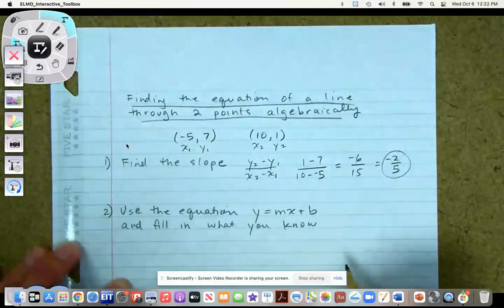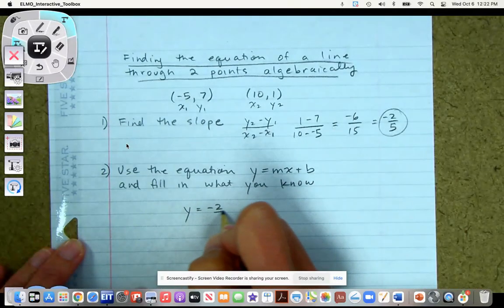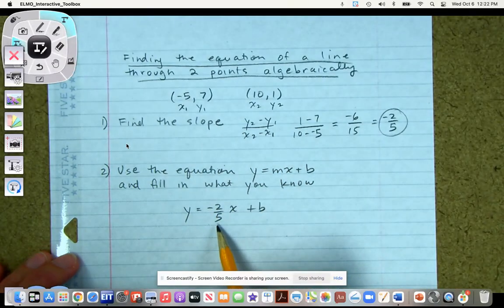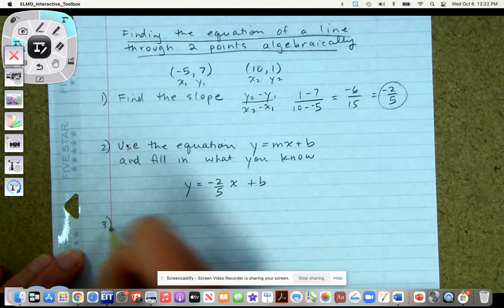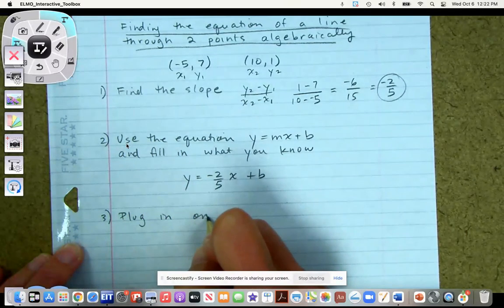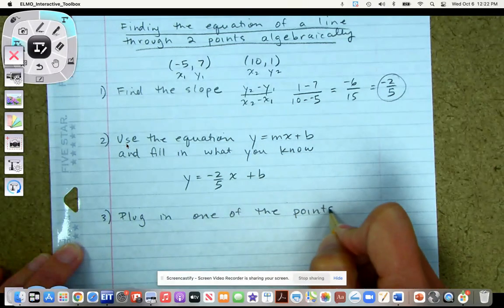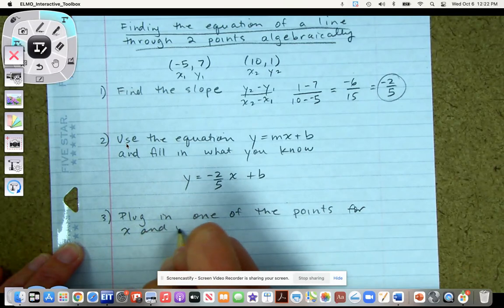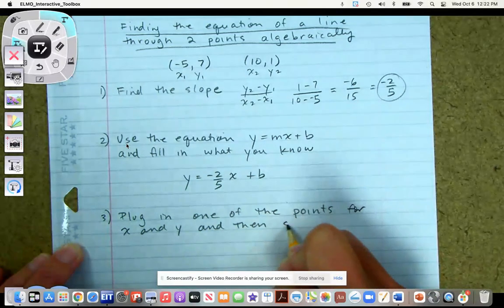Okay, so what you know so far is the slope. So I'm going to write y equals -2/5 x plus b. So I've replaced the m with what I know so far. Okay, so then our third step is we're going to plug in one of the points for x and y, and then solve for b.